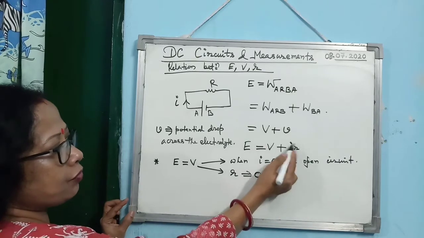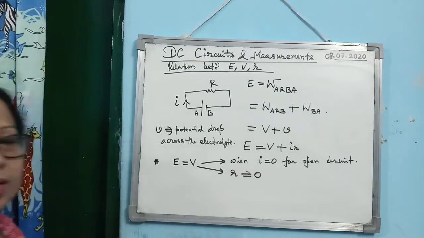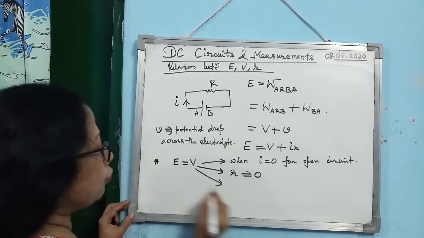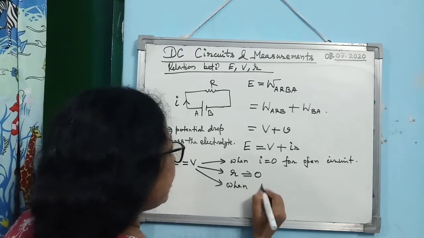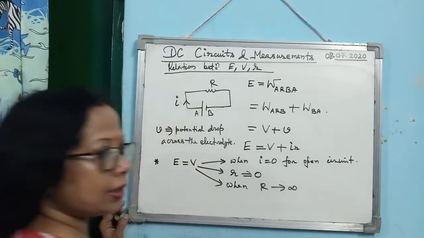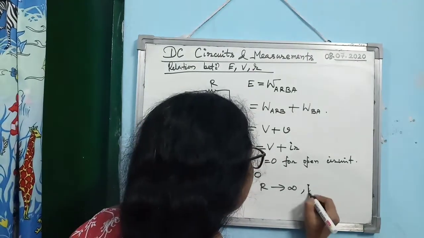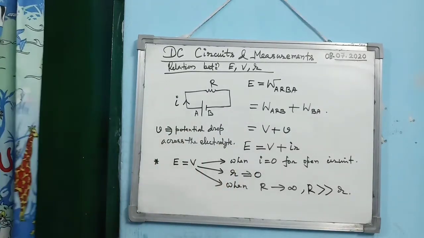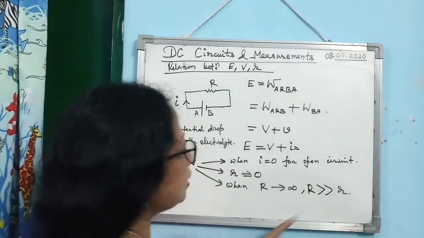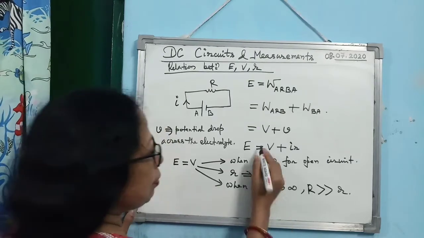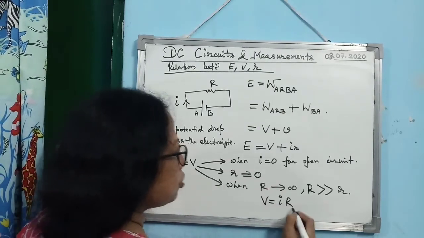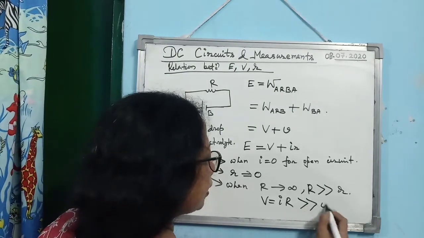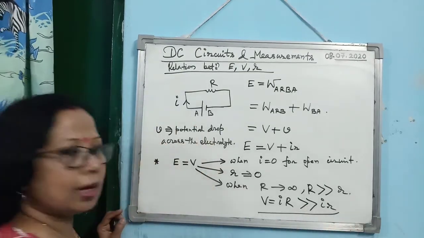Okay, if the internal resistance is equal to 0, then what will happen? E is equal to V. Is that clear? Then E will be equal to V when R is approaching infinity, meaning R is much greater than r. Now you see, if R is much greater than r, what is the terminal PD? Terminal PD is I into R. So IR will be much bigger than I into r.